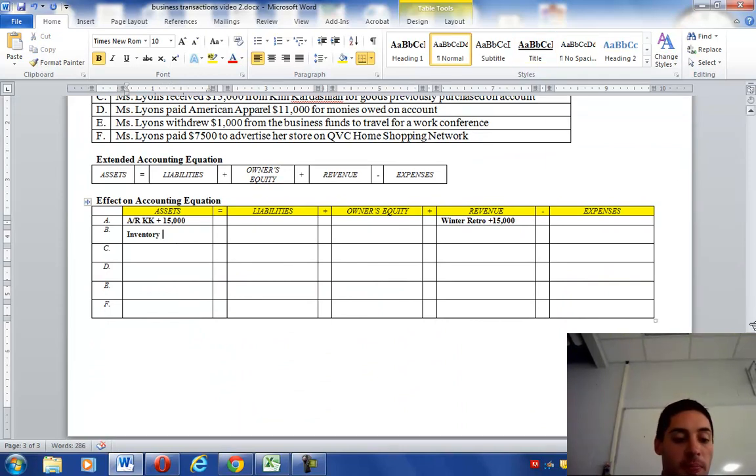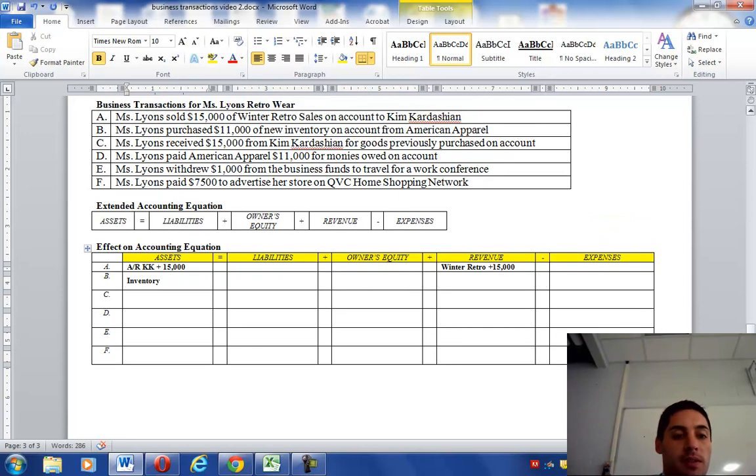Let's look at our chart of accounts. We received cash, so cash is going to go up. Now, we received it from Kim Kardashian, so our account receivable Kim K is going to go down. This is one of those tricky transactions where nothing on the right side of the equation is impacted. It's just 2 assets. Well, 2 assets are affected. For the equation to be balanced, one asset has to go up.